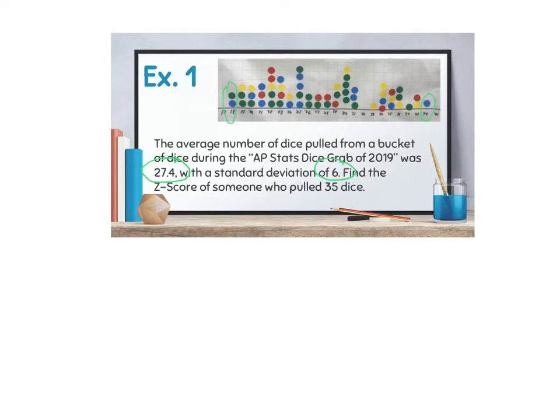So now what I'm curious about is finding the z-score of someone who pulled 35 dice. So my z-score equation is x minus the mean divided by the standard deviation. You'll want to memorize that equation because that's the only equation we have. So the x is the number of dice that I'm wondering about. Like, where does 35 fit into the distribution? So I would put 35 there. Then we always subtract the mean, which it said the mean was 27.4. And then the standard deviation, sigma, was 6.